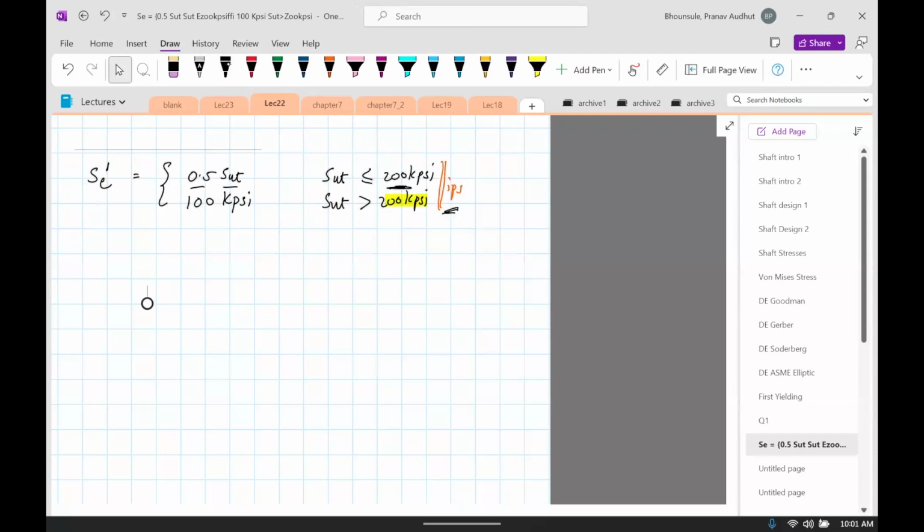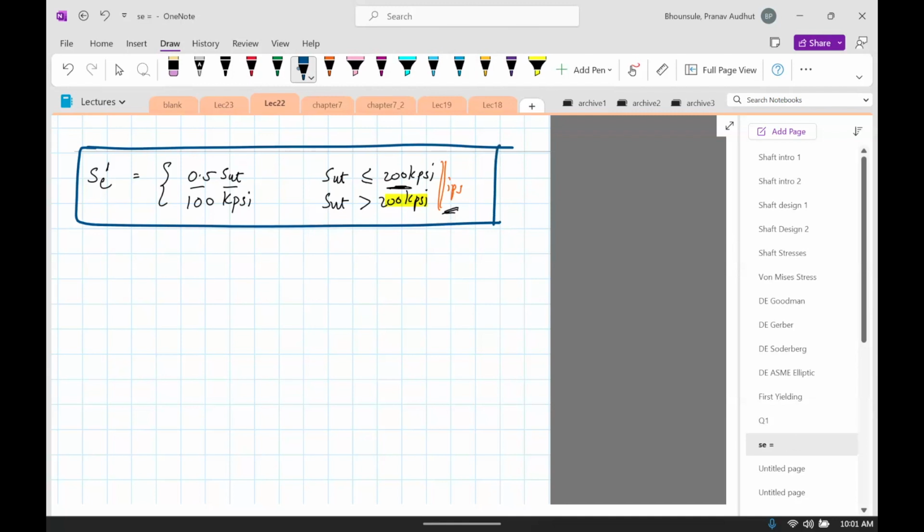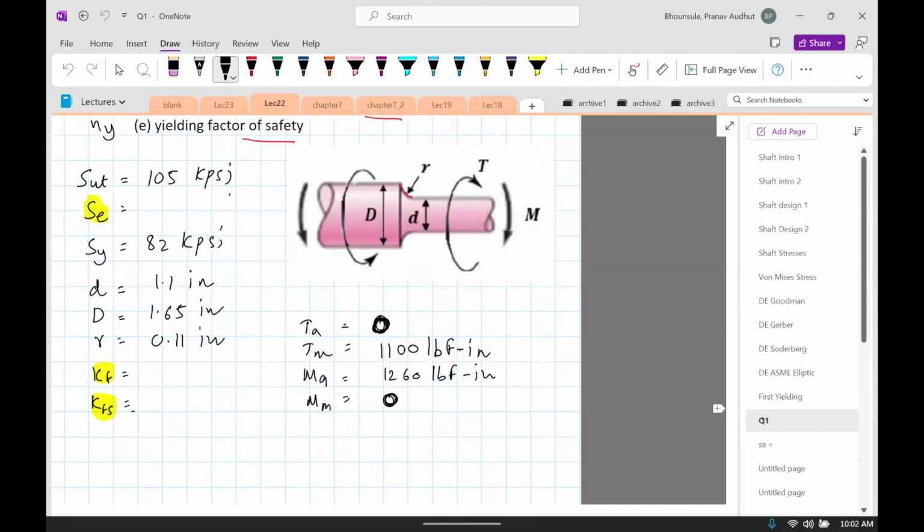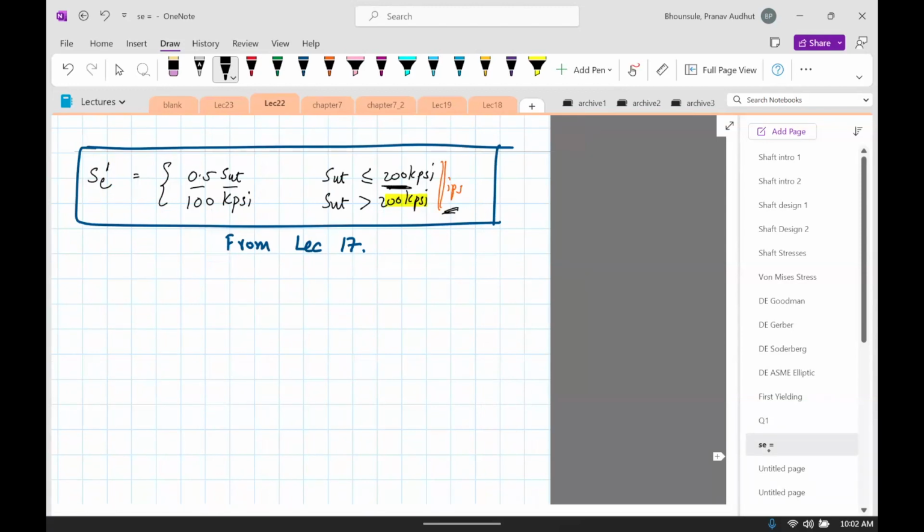Now that we have that, let's compute Se. This came from the lecture 17 notes. We need to see what Sut is. Sut is 105 kpsi, and 105 is less than 200. So Se prime is 0.5 times 105, which is, I think, 62.5. It is 52.5, my bad, 52.5 kpsi. So we got that.